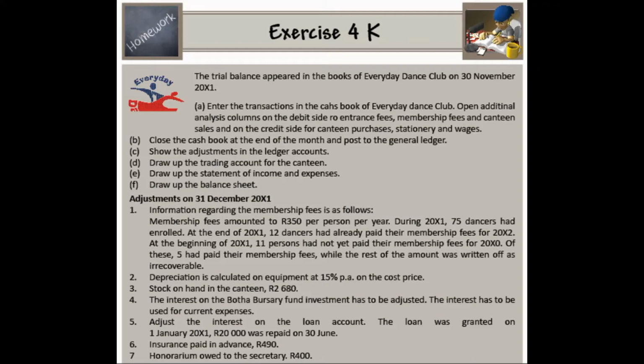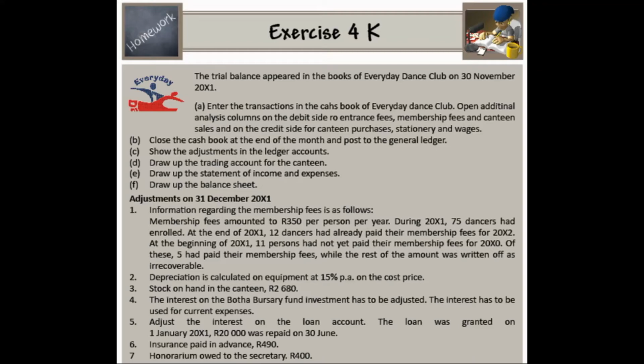Number 4, the interest on the Botha bursary fund investment has to be adjusted. The interest has to be used for current expenses. Okay, so it's the interest on the Botha fund. What should it be for the year? If we look at the investment for the Botha bursary fund, it is 13,000. So it's 13,000 times 22%, which gives you an amount of 2860. That was the interest that we were supposed to receive for the whole year.